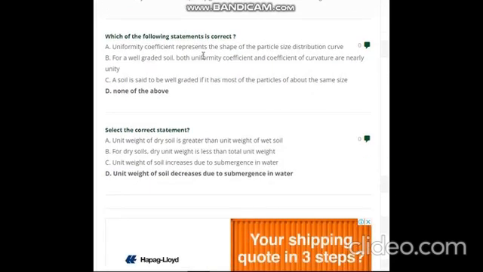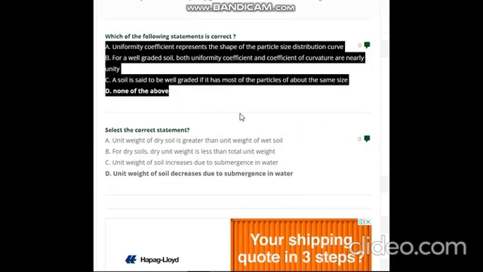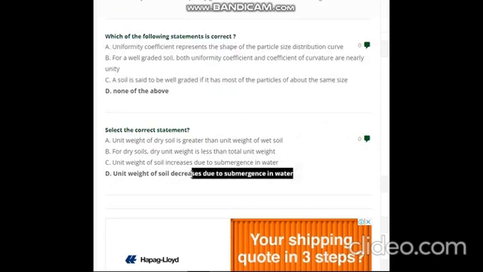Which of the following statements is correct? All are wrong. Select the correct statement. Unit weight of soil decreases due to submergence in water.